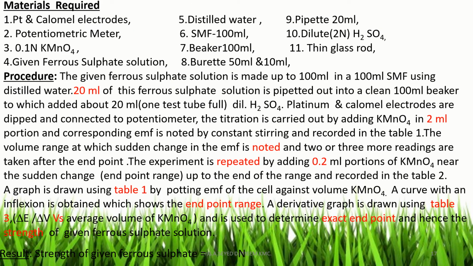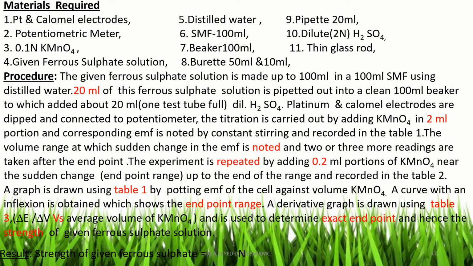Materials required for the experiment: platinum and calomel electrodes, potentiometer, 0.1 normal KIO4, given ferrous sulfate solution, distilled water, SMF of 100 ml, beaker 100 ml, burette 50 ml, pipette 20 ml, dilute sulfuric acid, thin glass rod.